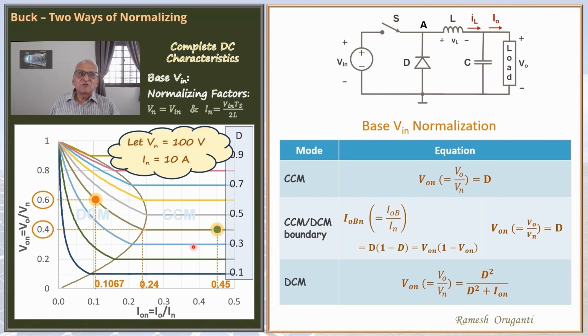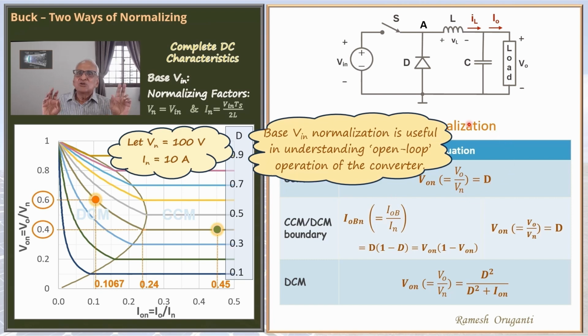So base Vin normalization is useful in understanding so-called open loop operation of the converter with Vin being constant. That means we are not trying to control the output voltage, the input voltage Vin is constant. It is useful in making us understand the basic property of the converter. A fixed voltage, the load current is varying. For a particular duty cycle, how does the output voltage vary? So what is the basic property of the converter? This normalization is useful for that purpose. Next, we will see base V0 normalization.